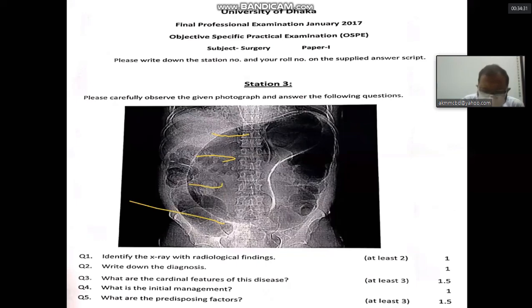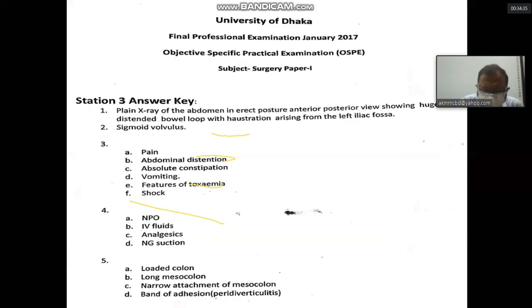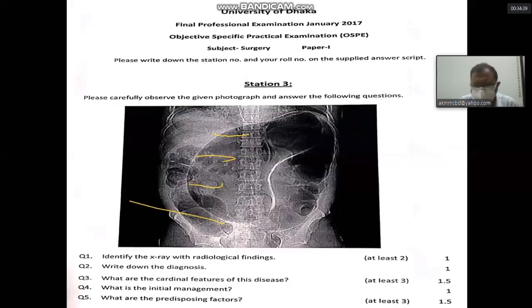And what are the predisposing factors for this case? What are the predisposing factors or what are the causes?